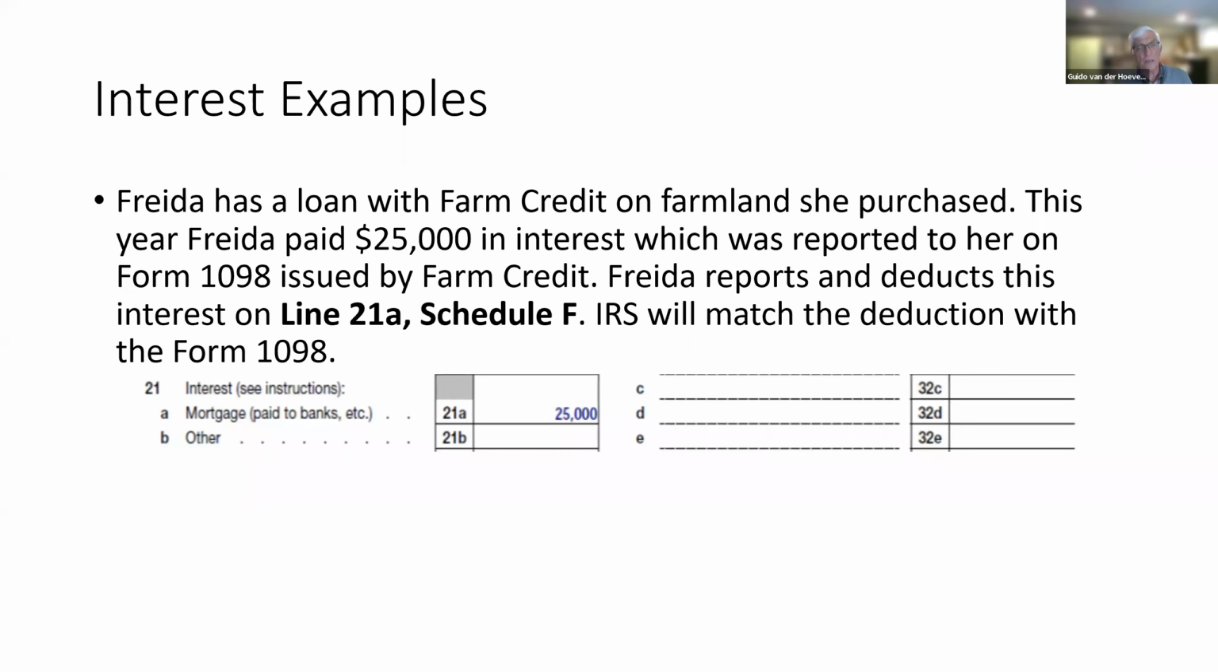So here we've got Frida, farm, along with farm credit on some farmland. She's paid $25,000 in interest, and it was issued to her on a 1098. It matches to what is in the records, so we would report that expense on line 21A.